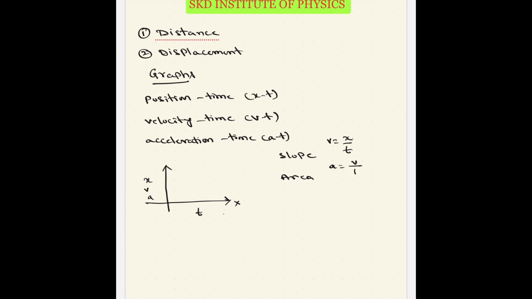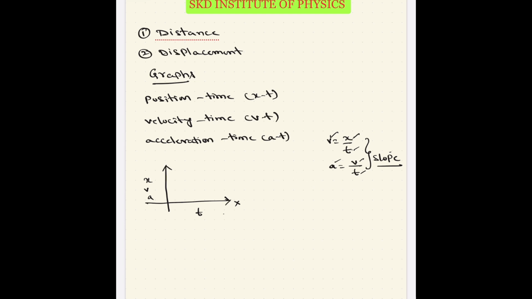Acceleration is equal to change in velocity by time. If we observe this carefully, acceleration is equal to velocity by time. Like this, we can write the slope. The slope of displacement by time gives velocity. The slope of velocity by time gives acceleration. You must remember it like this. Clear? I hope you understand.